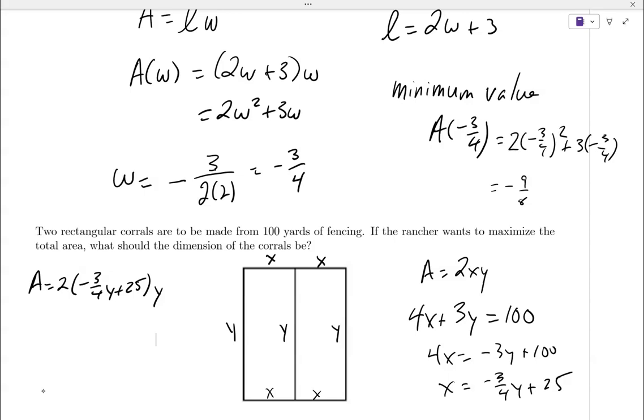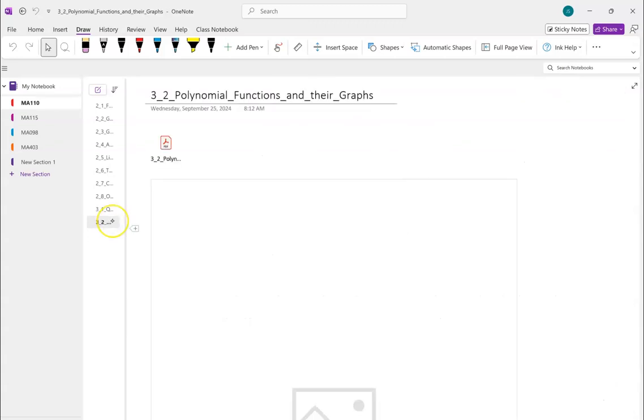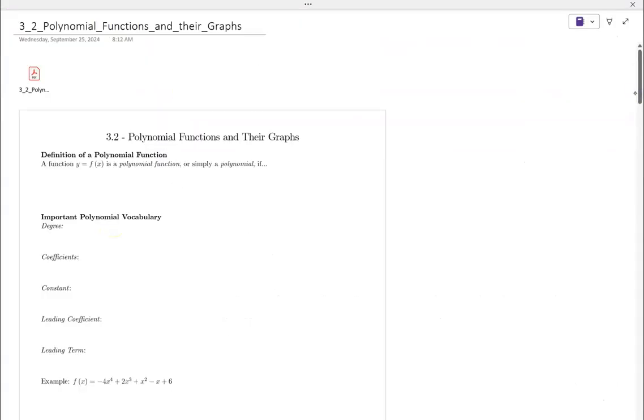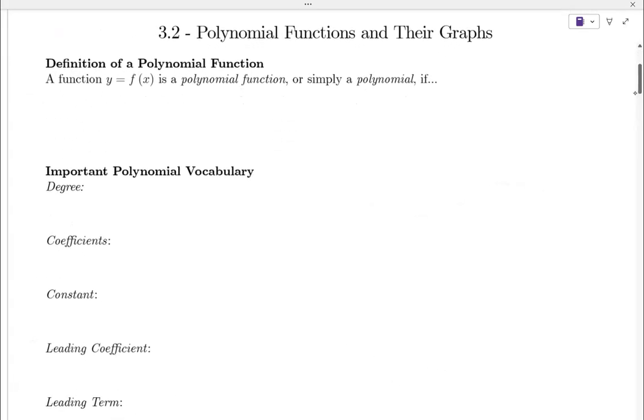All right. So we talked about quadratic functions in section 3.1. And we've talked about linear functions in a previous section. What was that? 2.5. Both of those are special examples of, or special cases of, what we refer to as polynomials.